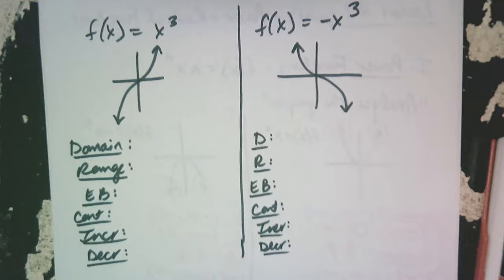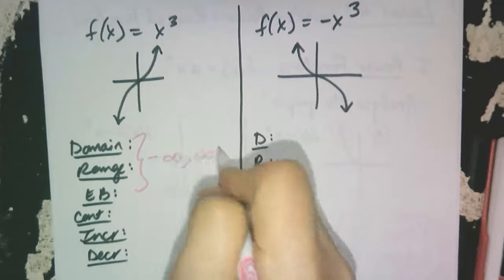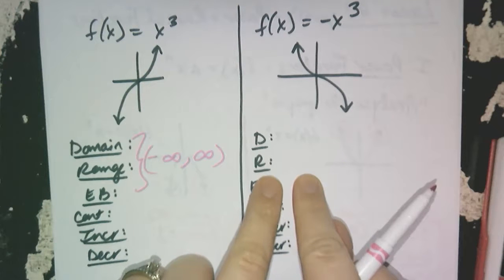All right, so help me out here. What's the domain? How wide is this picture getting? If I were to just continue it, how wide is it going to go? Negative infinity to infinity. How tall is this picture getting? Infinity. Negative infinity to infinity also. So these two are the same. Is that true for this picture over here? Yes. Yep.